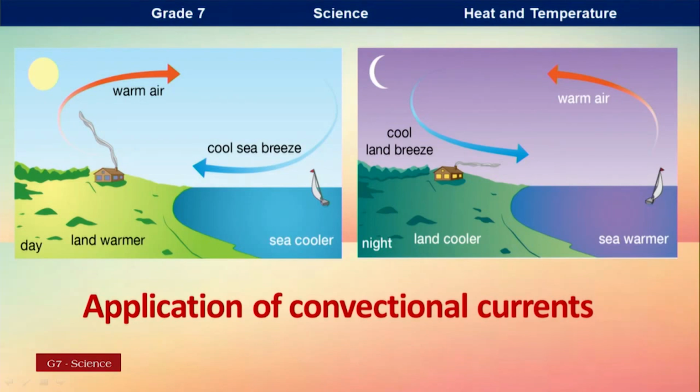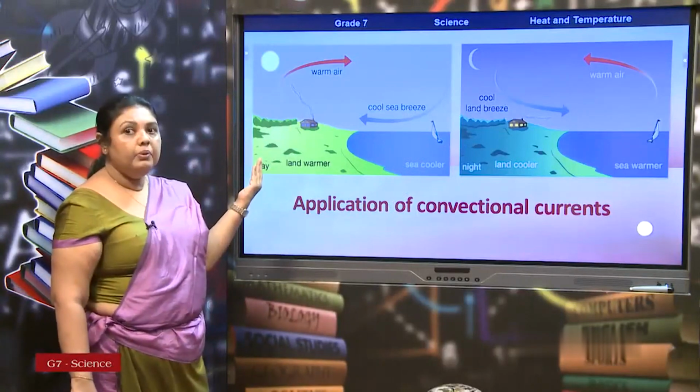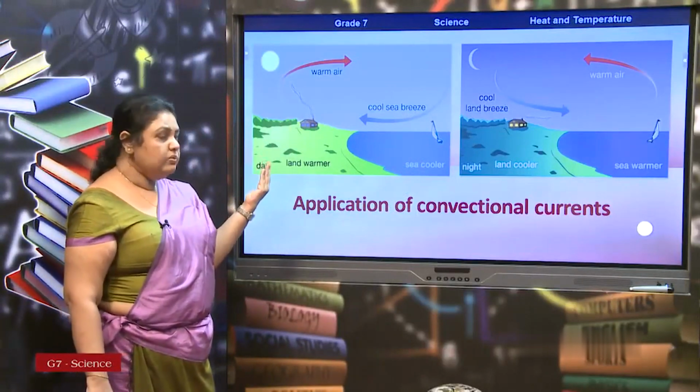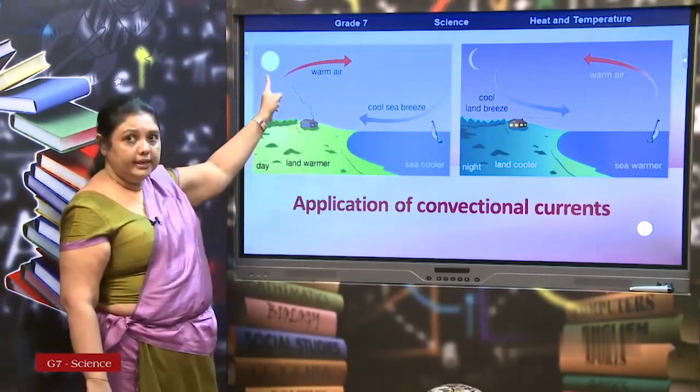So, there is a gap forming here now. Why? Hotter particles went up, rose up. So, that fills that gap during daytime, and what happened there? It fills that gap and these particles move down. So, from the seaside to the land, that breeze comes. So, breeze comes from the seaside to the land during daytime.